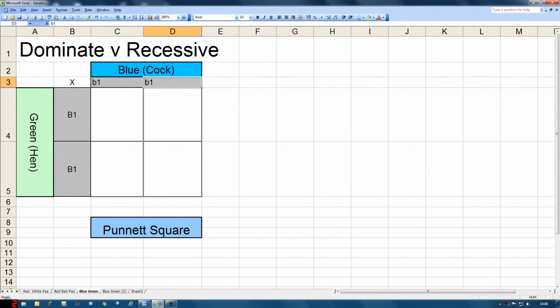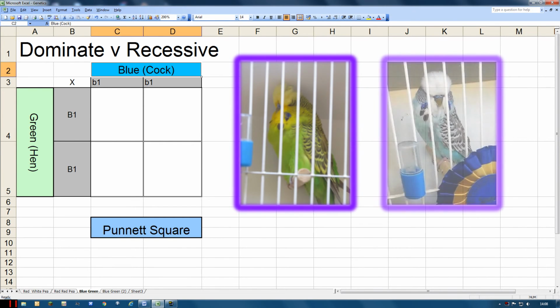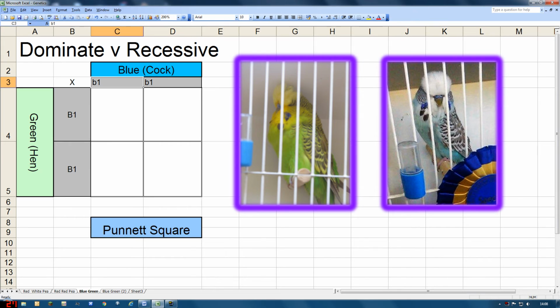So here we are back at the computer with our new Punnett Square that shows the crossing between our sky blue cock and our light green hen. We'll start off with the sky blue cock. Now we know that the blue allele is recessive, so in order for this bird to be phenotype sky blue, it must contain both of the blue series mutations. So I've put the lowercase blue recessive mutation in both of the two allele squares.